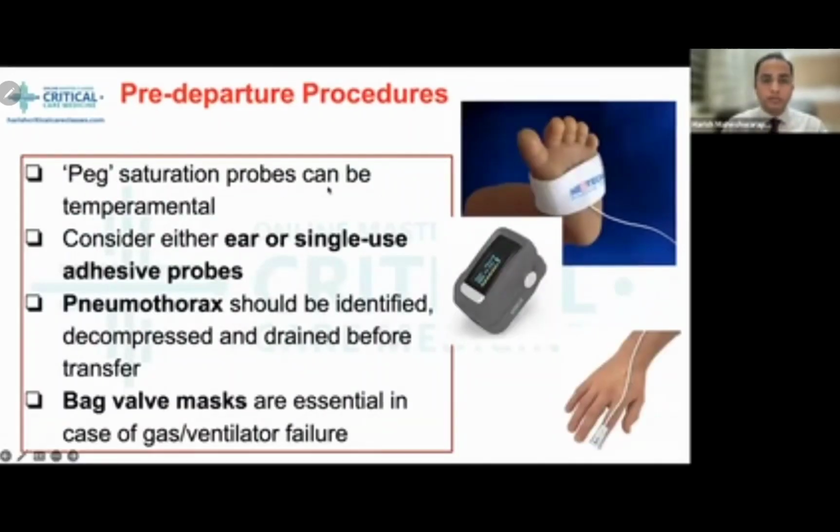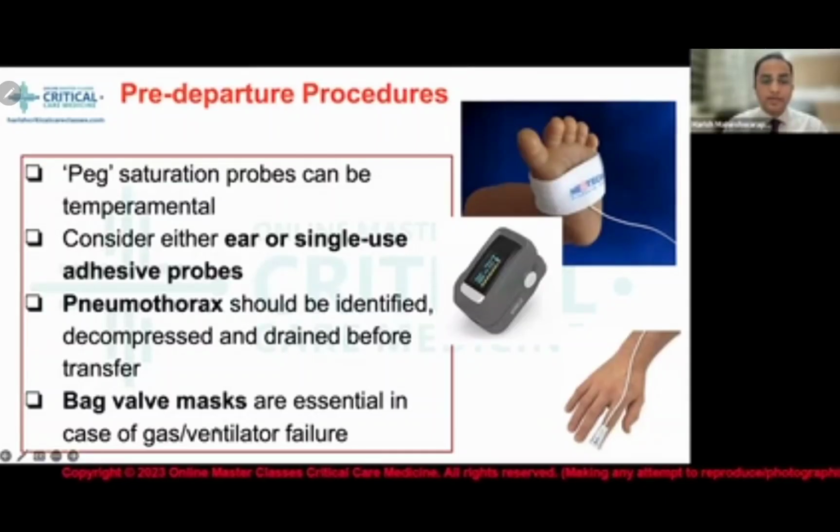Finger saturation probes can be temperamental. These are the oxygen saturation monitoring gadgets. They are not reliable, and there is a chance of recurrent dislodgement. Consider either ear or single-use adhesive probes; these kinds of saturation probes are appropriate. Pneumothorax should be identified before transferring a patient, decompressed and drained before transfer. Bag valve mask is essential in case of gas or ventilator failure. That is, the ambu bag is very, very essential. You need to carry a functional ambu bag during transferring a patient.